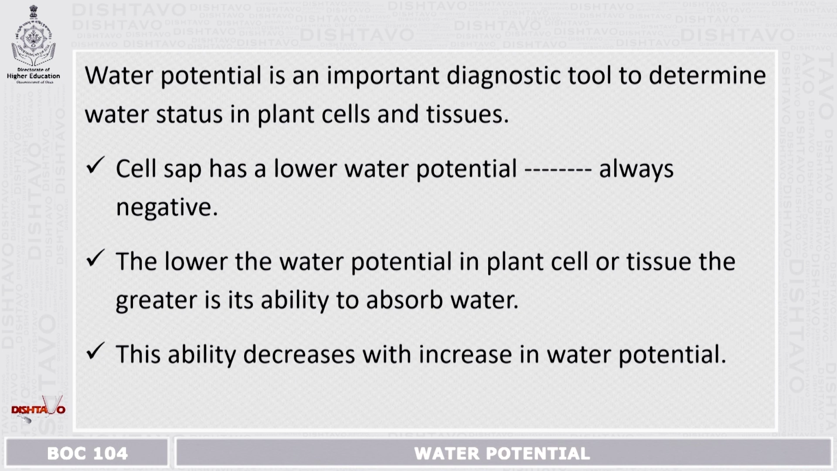Cell sap has lower water potential. Why is it so? Because it has a lot of dissolved organic matter. So as a result, the water potential of cell sap is always negative. The lower the water potential in the plant cell or the tissue, the greater is its ability to absorb water. And this ability will keep on decreasing with the increase in water potential.